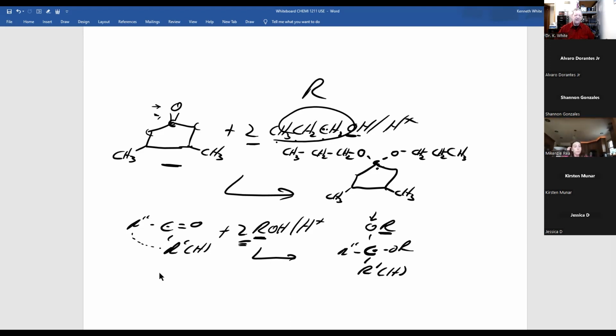And that's the molecule you get. All right, let's move on, unless there are any questions. Guess not, so let's move on.